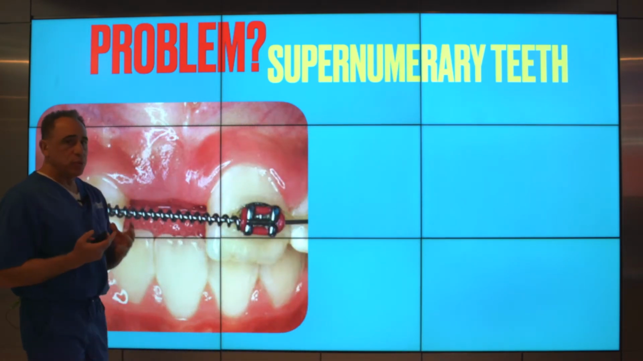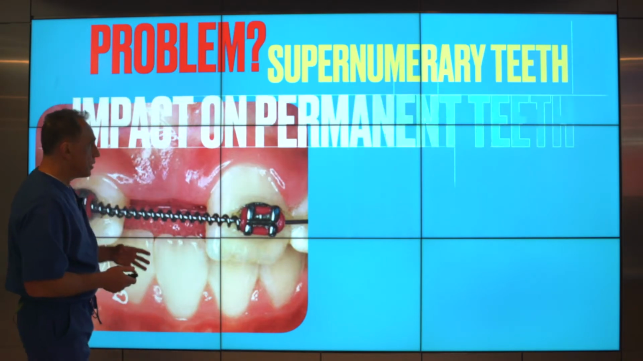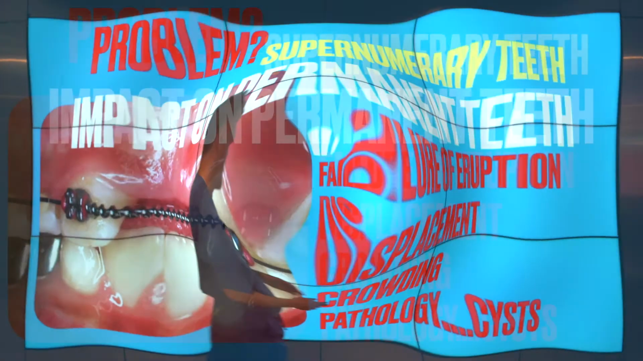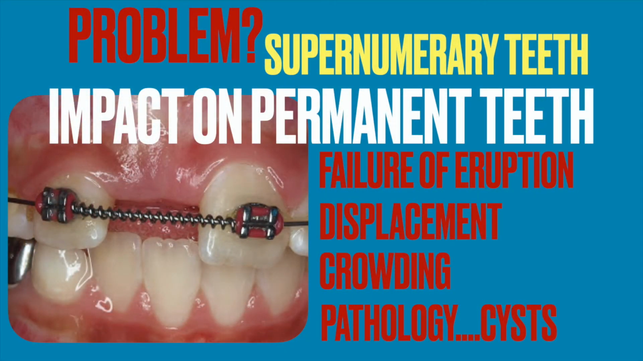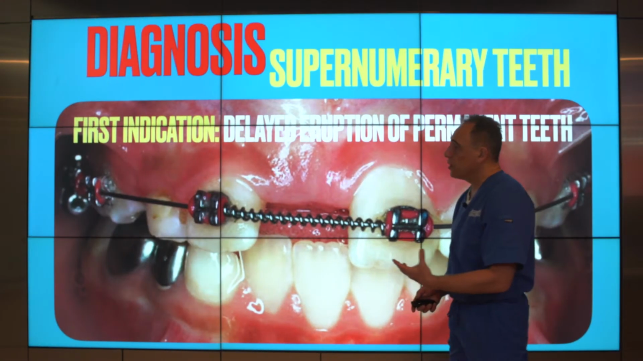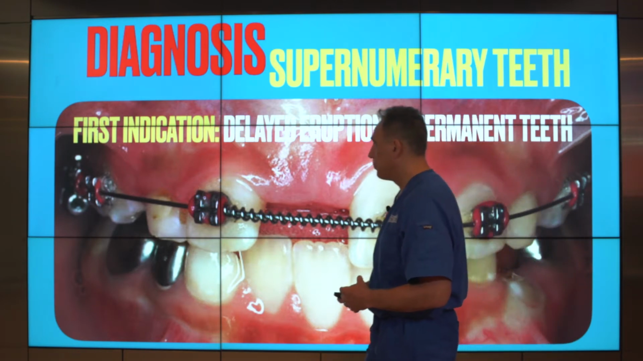Now, the question is, what is the problem with supernumerary teeth? Really, the main issue is their impact on the permanent teeth. They may cause either failure or delayed eruption of the permanent teeth. They can result in their displacement. They can result in crowding. And also, if left alone, they may result in some forms of pathologies such as cysts. So it is very important that we diagnose and treat them as early as possible.